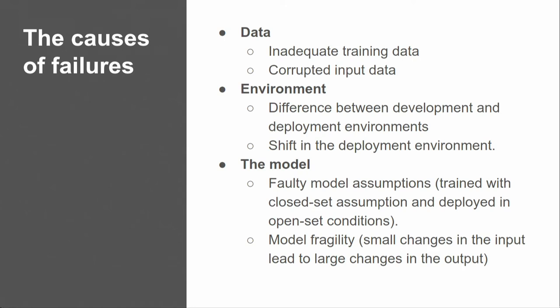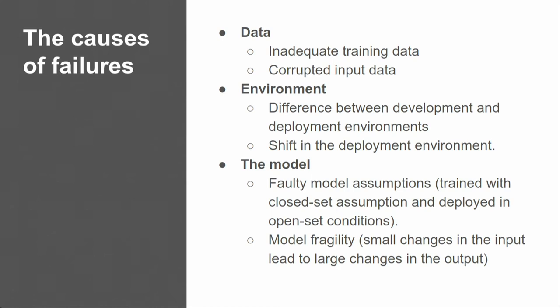So from the data point of view, what might cause failures for these models? Sometimes with our training data, we really underestimate in robotics how much data you need to train a model. So your training data might be inadequate. Sometimes the input is corrupt. The sensor has something wrong there. There's noise which you didn't account for. In the environment, sometimes you are training for a particular environment and deploying in a different environment, and you're assuming it should work. It will not work because there's a shift in the domain. Sometimes the domain itself shifts under us.